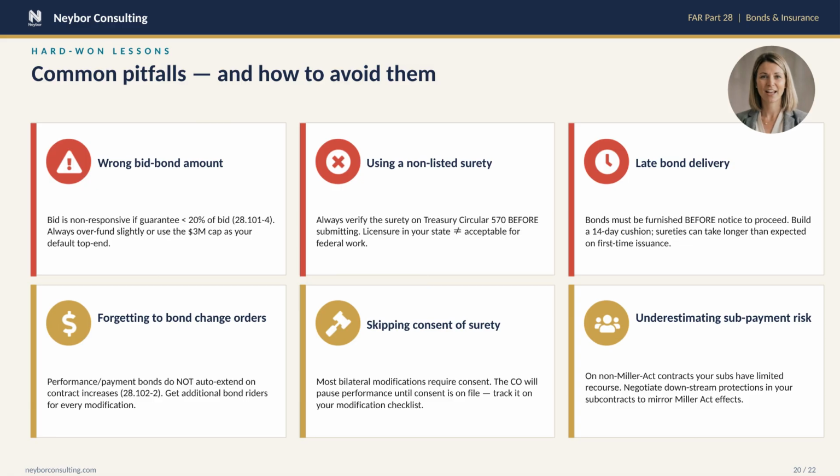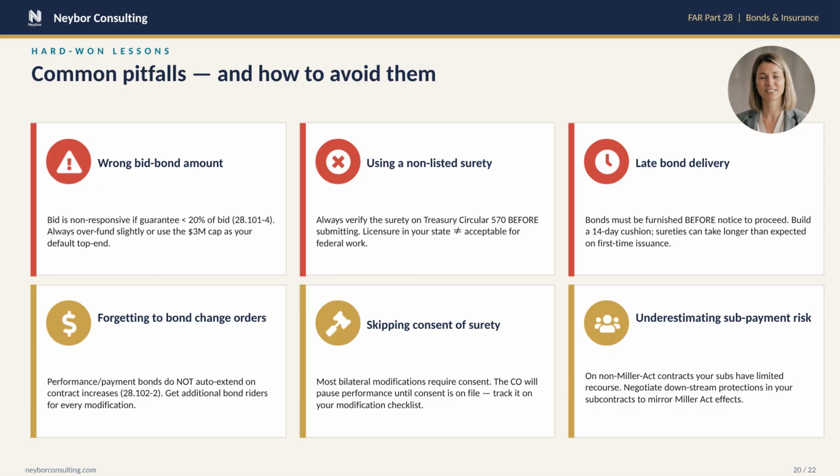These 6 pitfalls account for the majority of bond and insurance problems we see at Neybor Consulting. The red icons are the bid killers, the gold icons are the post-award headaches. Pitfall 1, the wrong bid bond amount. We've said it before, but it bears repeating. Less than 20% in your bid is non-responsive. Either overfund slightly or, if your bid exceeds $15 million, just default to the $3 million cap.